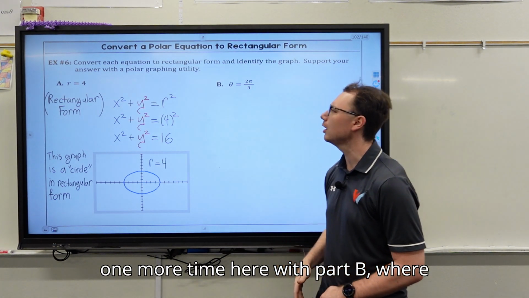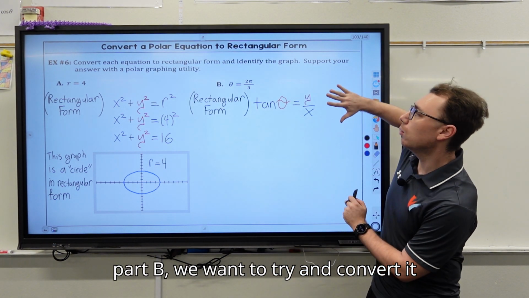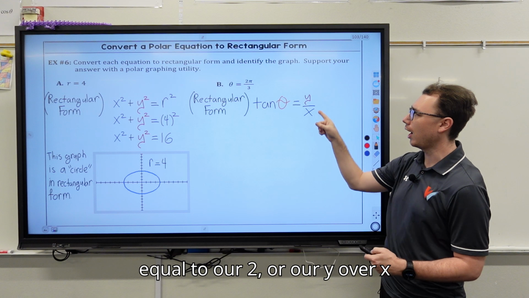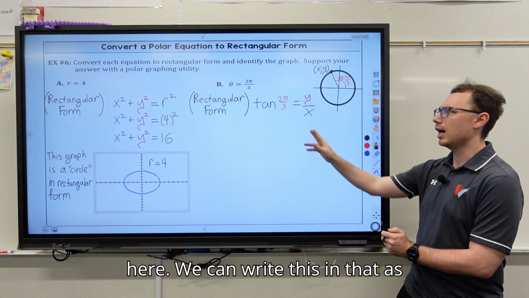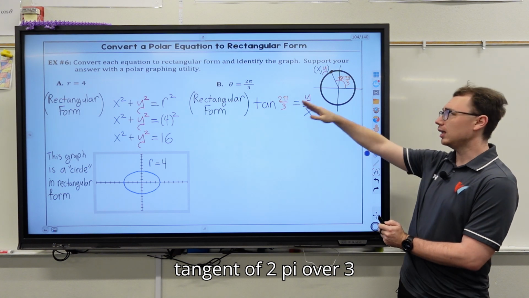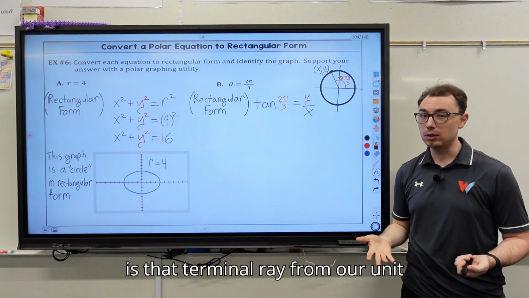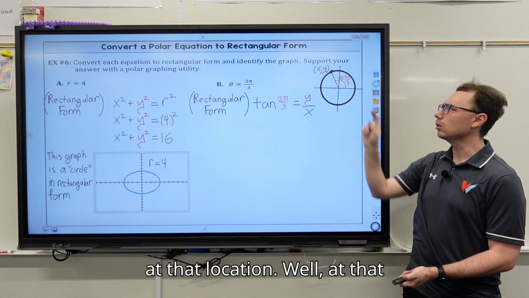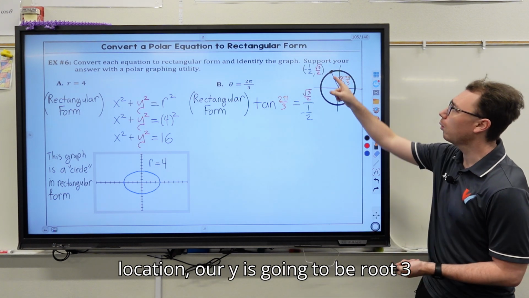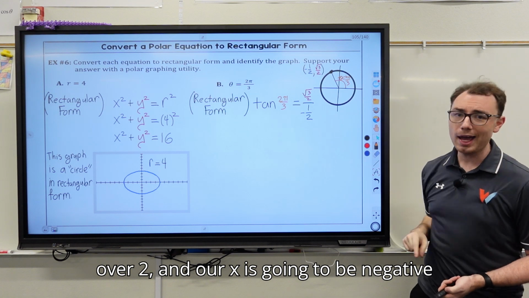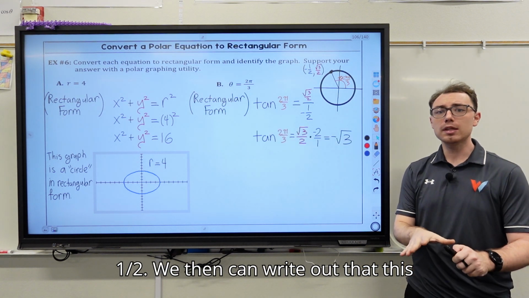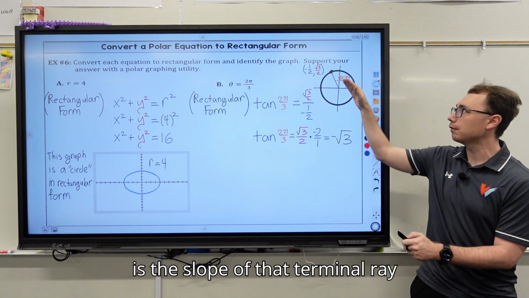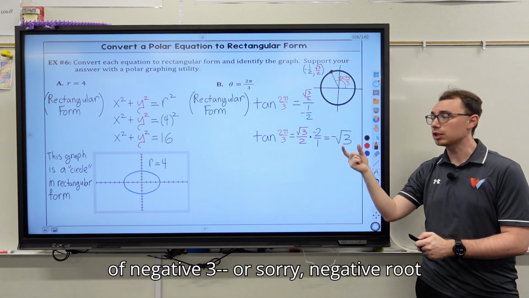Let's try that one more time here with part B, where we want to try and convert from this tangent of theta, which is just equal to our y over x here. We can write this as tangent of 2 pi over 3, that terminal ray from our unit circle that goes in quadrant 2 there. And we can find the x and y at that location. Well, at that location, our y is going to be root 3 over 2, and our x is going to be negative 1/2. We then can write out that this tangent at 2 pi over 3 is the slope of that terminal ray of negative root 3.